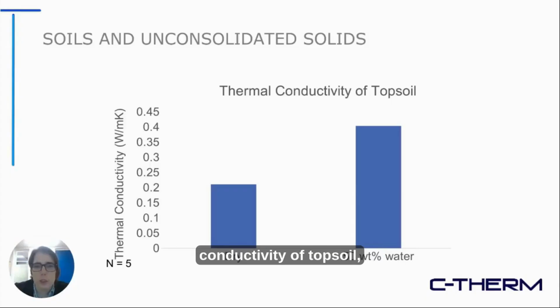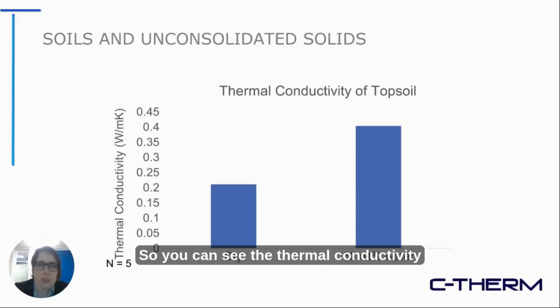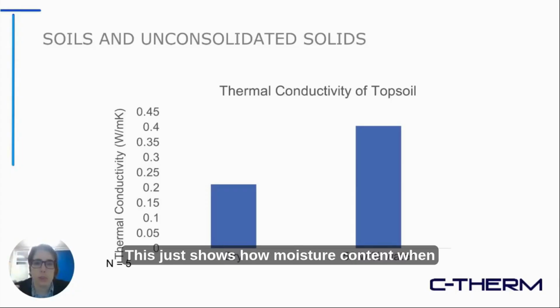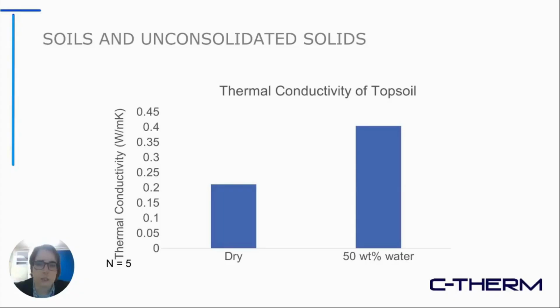This slide shows the thermal conductivity of topsoil, both dry topsoil and also loaded with 50 weight% of water. So you can see the thermal conductivity increases by a factor of 100% basically with the addition of 50 weight% of water. This just shows how moisture content, when you're testing, especially unconsolidated geological samples, can have a very dramatic effect on the effective thermal conductivity of a sample.